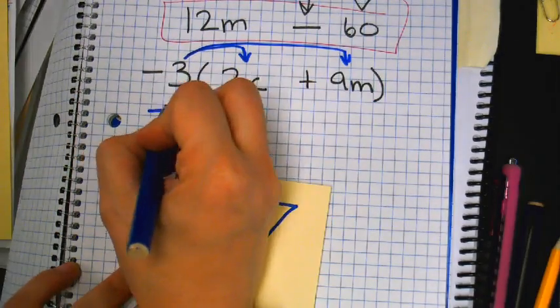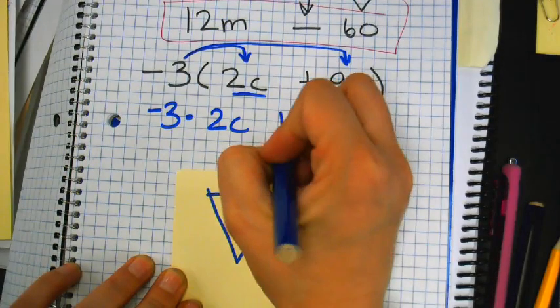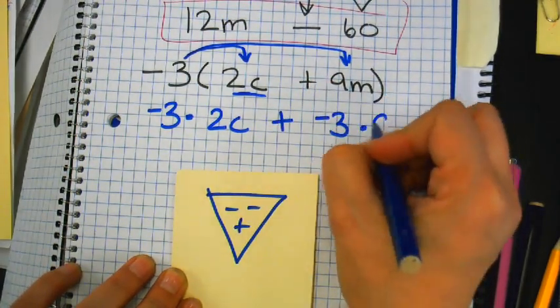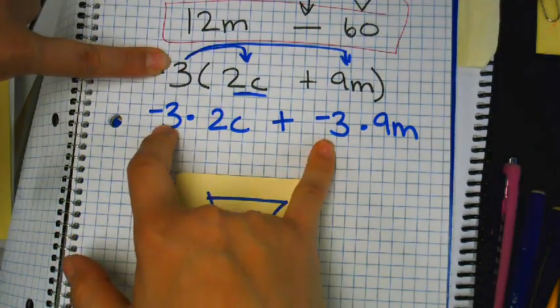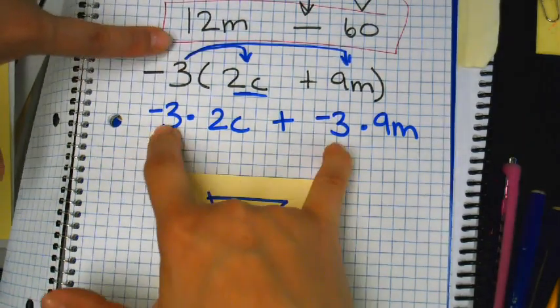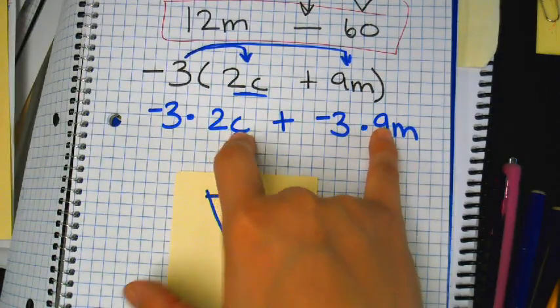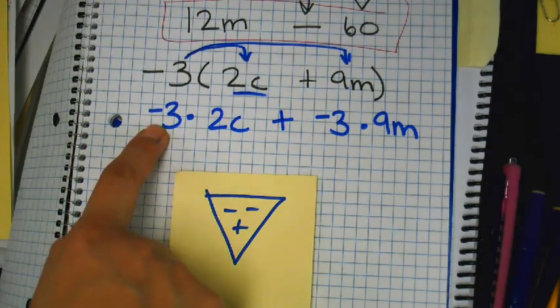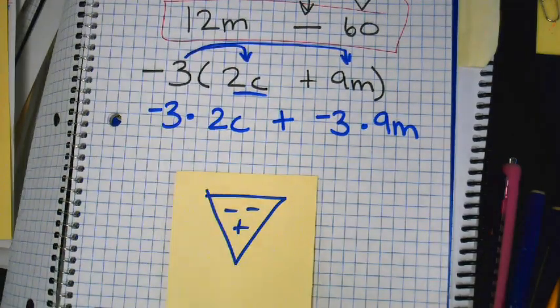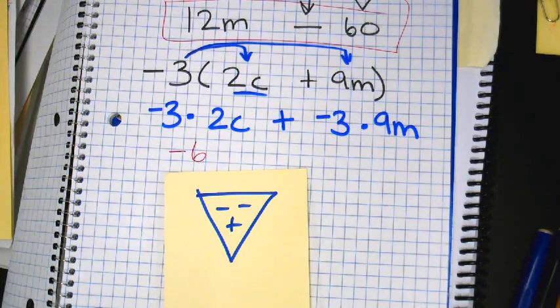So negative 3 times whatever this is, just write it down, don't be scared, plus negative 3 times 9m. So this number, we write it down twice. This number, we write it down twice. And then this, we just copy it once. All right, Dorito Man tells us, what's negative 3 times 2? So this gives me negative 6. What do I do with the c? Just bring it down.